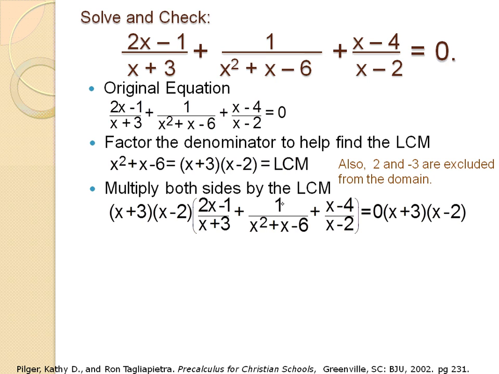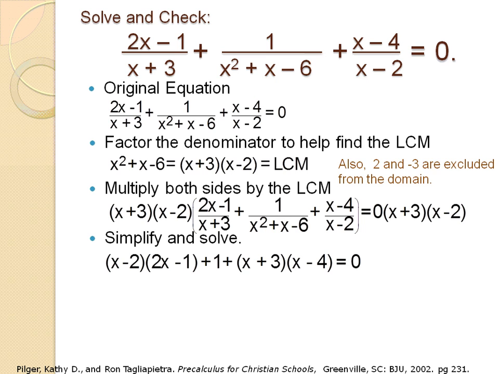What would cancel here? You would see the x minus 2 would cancel, and you would be left with x plus 3 times the numerator x minus 4. So that's what you'll see here in this next step. I multiplied times this term, the x plus 3 canceled, so we were left with x minus 2 times 2x minus 1. Multiply it times the second term, this whole thing canceled with the denominator. They were 1. Accidentally hit the screen, so there's the next line. And multiplying here, the x minus 2 cancels, and you're left with that.